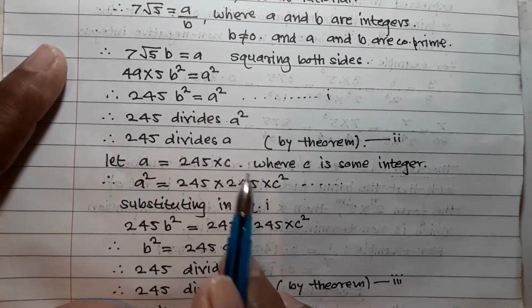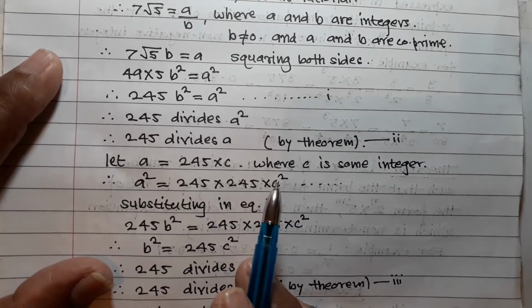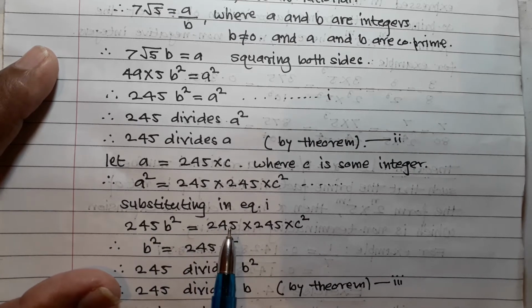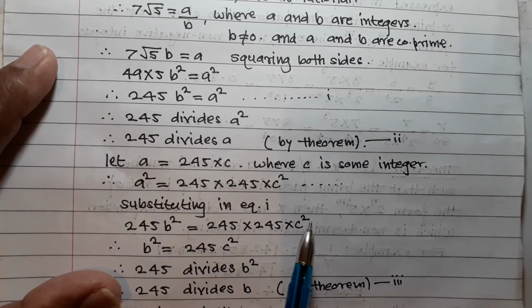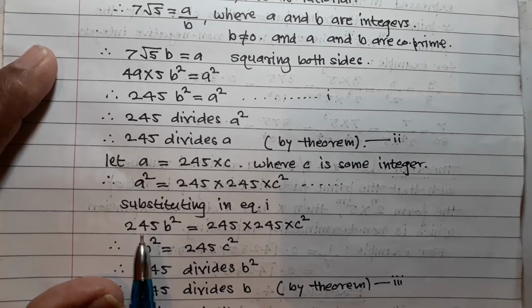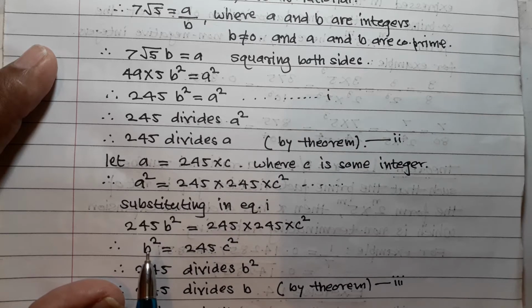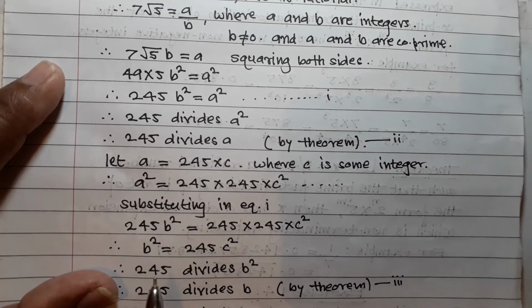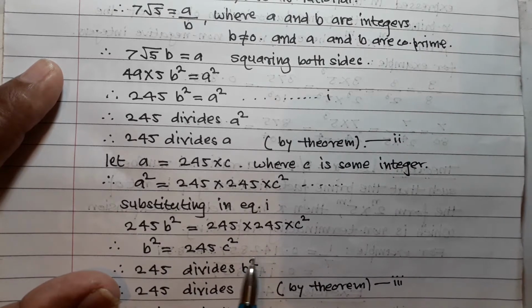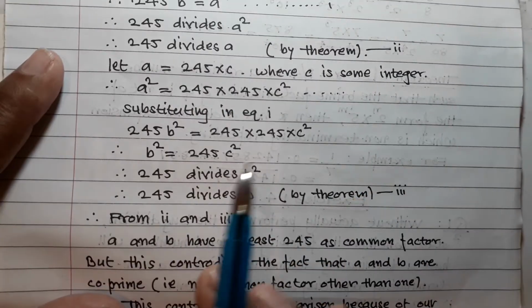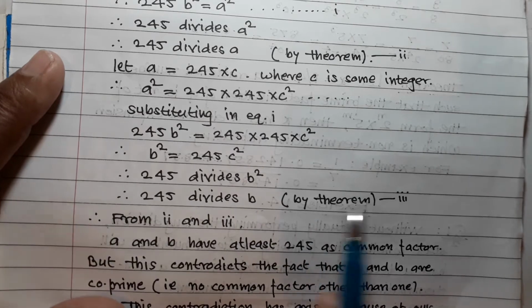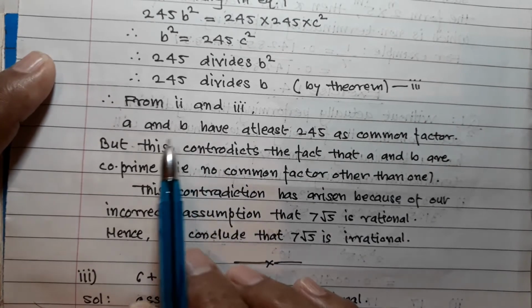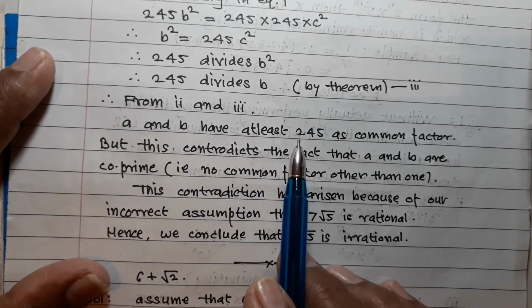Substituting in equation number 1, this value you substitute in equation number 1. So 245 b square is equal to 245 into 245 into c square. 245 gets cancelled, and therefore b square is equal to 245 c square, and therefore 245 divides b square, and therefore 245 divides b, by theorem. Statement number 3.